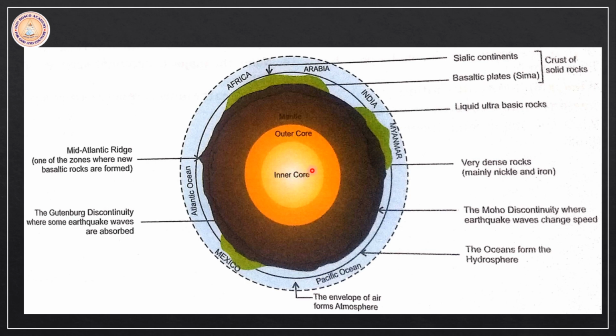The scientists think that due to the rapid rotation of the earth, the electric currents originate in the liquid core which are responsible for the formation of the magnetic field around the earth, about which we will be studying in the later part of the lessons.